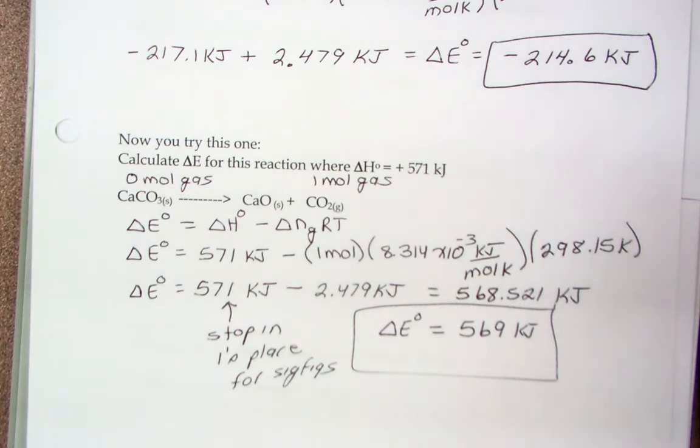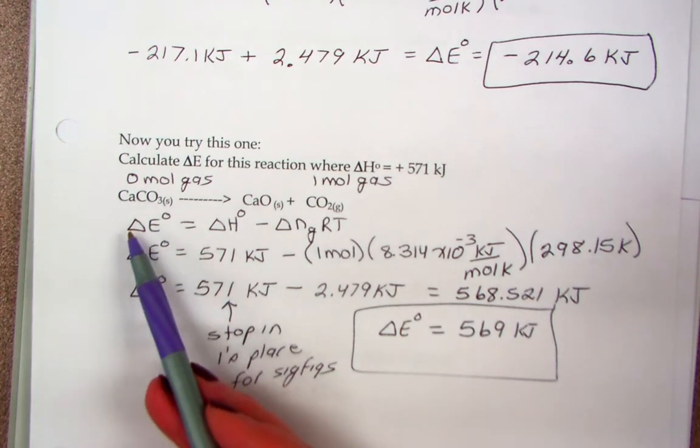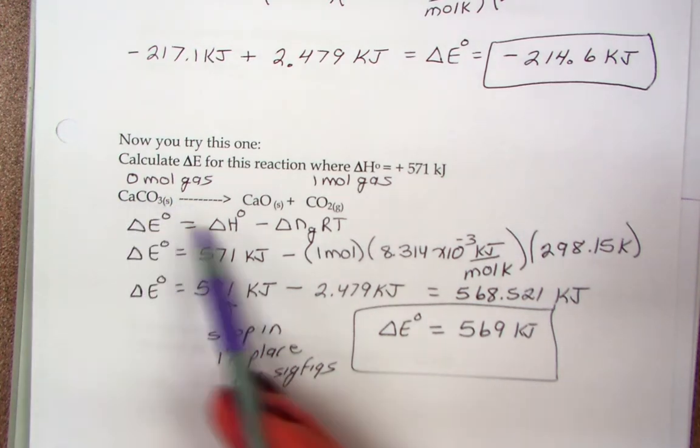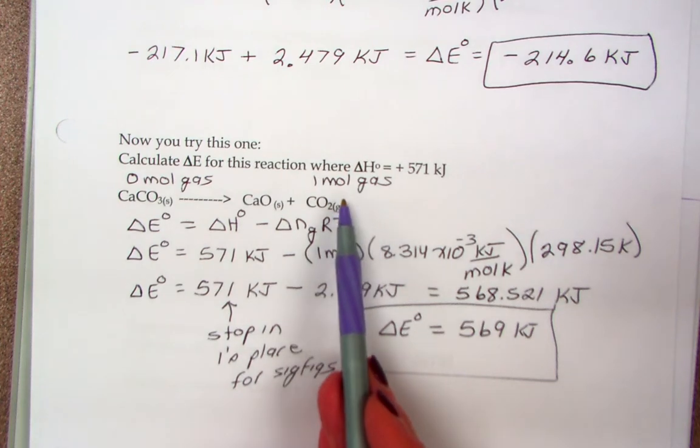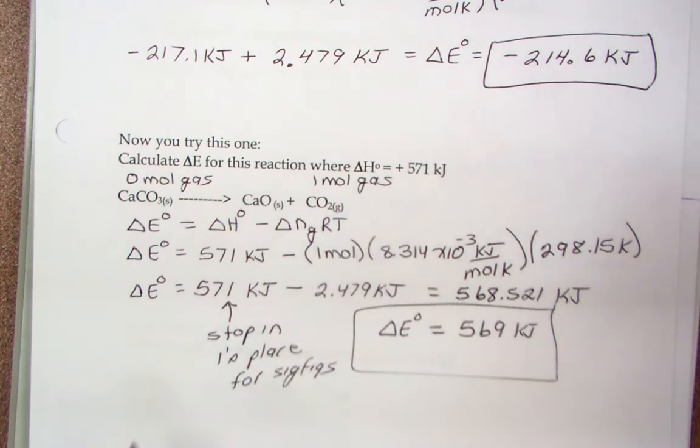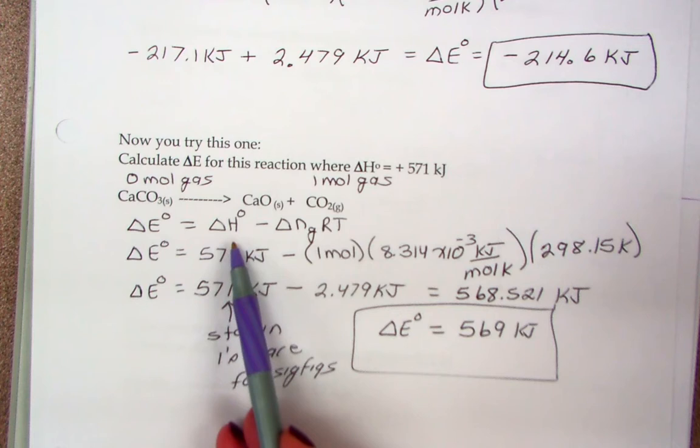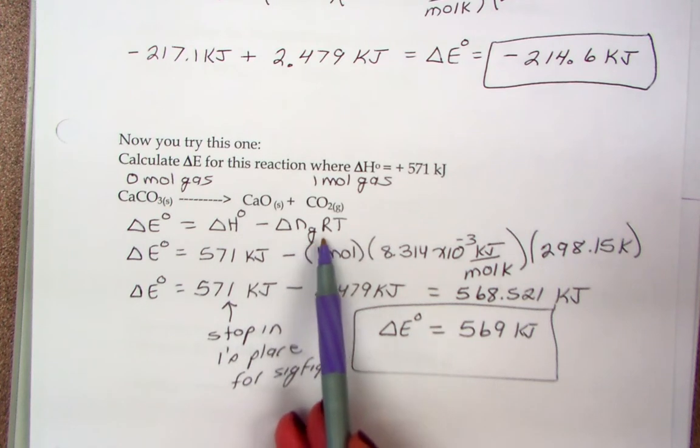Okay, so if you look on the boards around the room, everyone has the same correct answer. If we look at our balanced equation, we have 0 moles of gas on the right and 1 mole of gas on the left. So delta N sub G is 1 minus 0, which is 1. Delta E is delta H minus delta N sub G times RT.